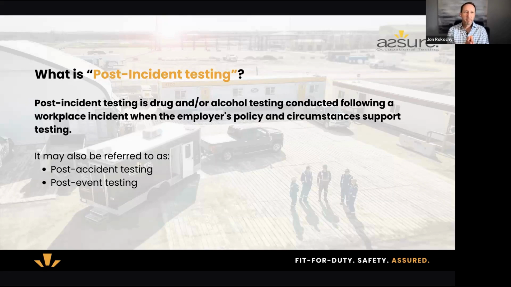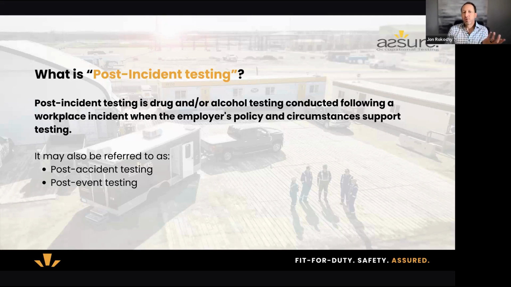So what is post-incident testing? Post-incident testing is a drug or alcohol test conducted following a workplace incident when the employer's policy and circumstances support testing. So are you going to call Assure and say, I need to bring a worker in for post-incident testing if last night they injured themselves while they were off work, while they were quadding? They had an incident, but it was on their own time. No, that is not a post-incident event. So this, of course, gets to happen while they're on work time, carrying out work duties. So it gets to be current. It gets to be something that happened right now.